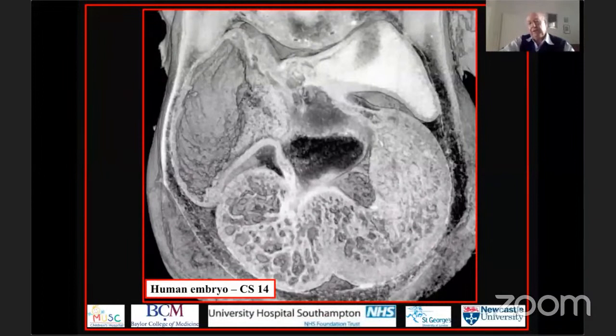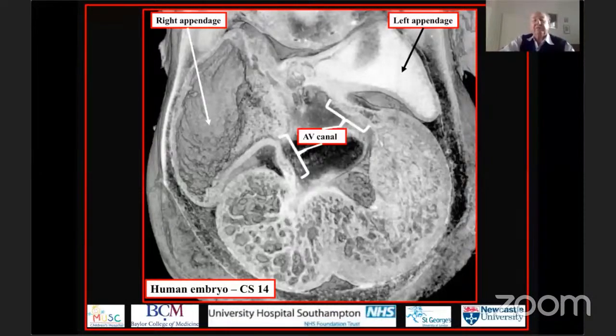Carnegie stage 14, we're now getting towards the middle and the end of the 5th week of development, and it's looking much more like the heart you recognize in your postnatal echocardiography. Look how nicely we can see the right appendage. We can even see its pectinate muscles. The left appendage is also ballooning out in finger-like fashion. And there, very nicely, you see that atrioventricular canal myocardium.